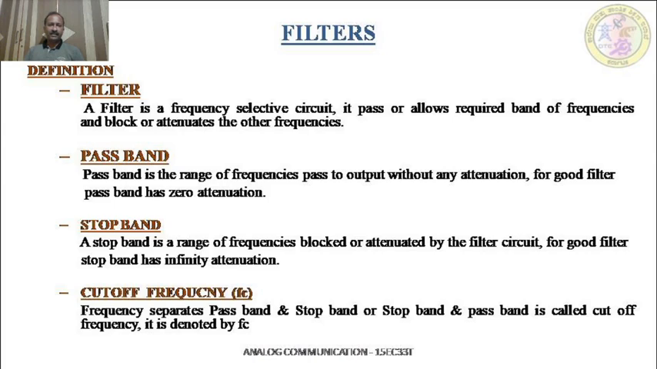Next one, stop band. The stop band is a range of frequencies blocked, attenuated or stopped by the electronic circuit. For a good filter, the stop band has infinite attenuation. That means our electronic circuit, the filter, is going to stop those frequency components. That particular range of frequencies you are going to call the stop band. In this range, the output quantity is approximately zero. That means all those frequencies are stopped at the input of the circuit.